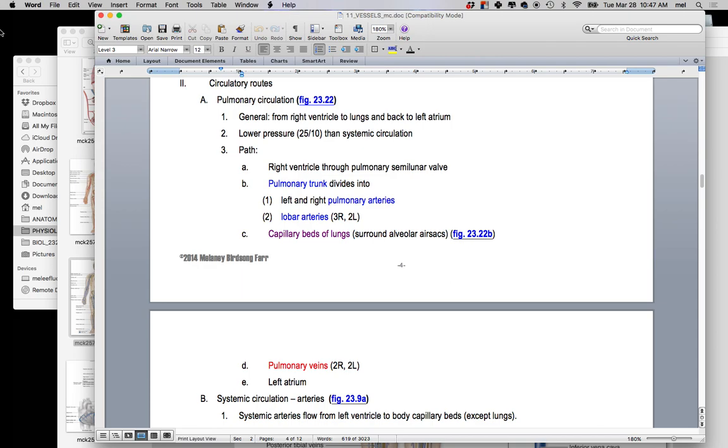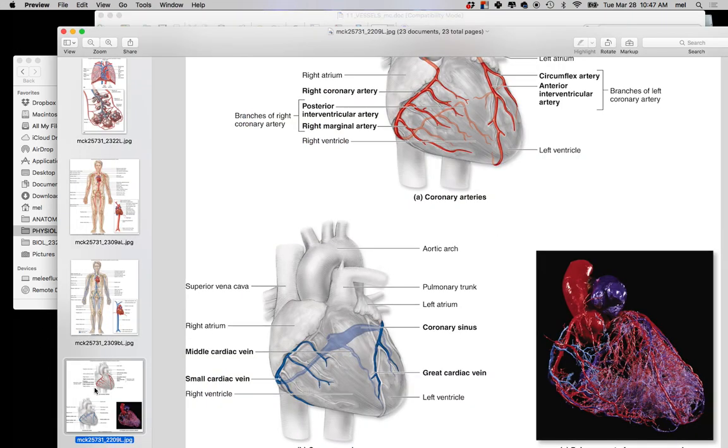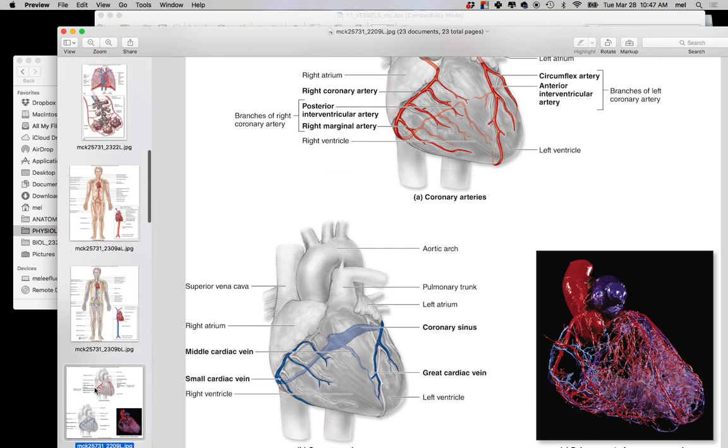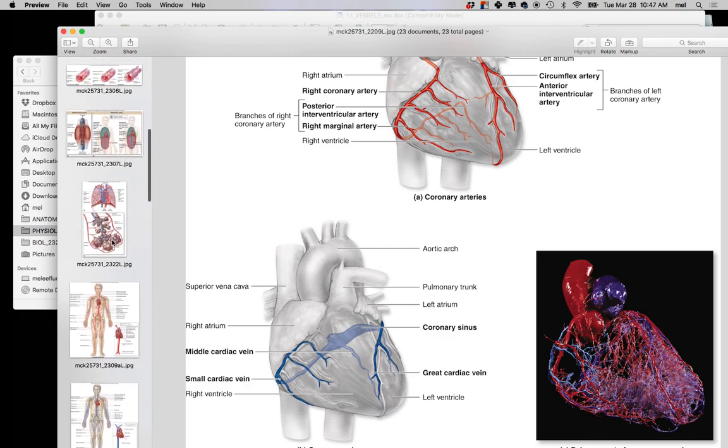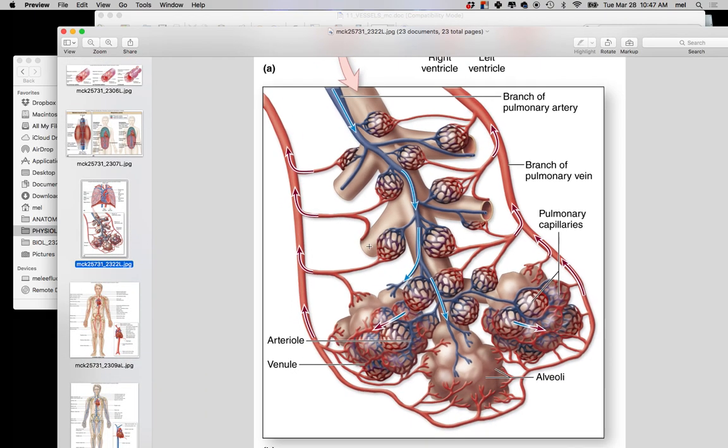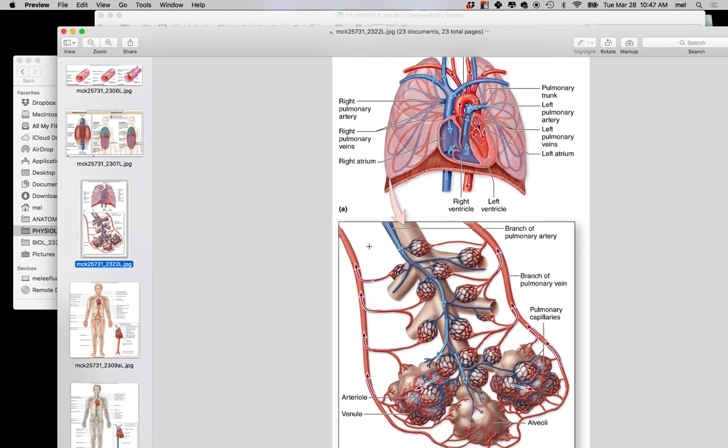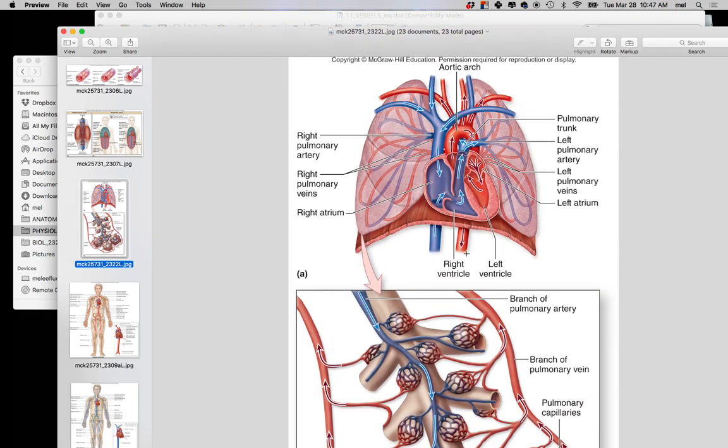Pulmonary circulation, the pulmonary circuit goes from which heart chamber? Where does it start? Right ventricle, exactly. So we're going to go right ventricle. We'll do the basic parts in just a second, and then we're going to go through the pulmonary capillary beds, and then we're going to go back to the heart into the left atrium, right? So pulmonary circulation, before we get into the actual vessels, I'm going to tell you something about pulmonary circulation.